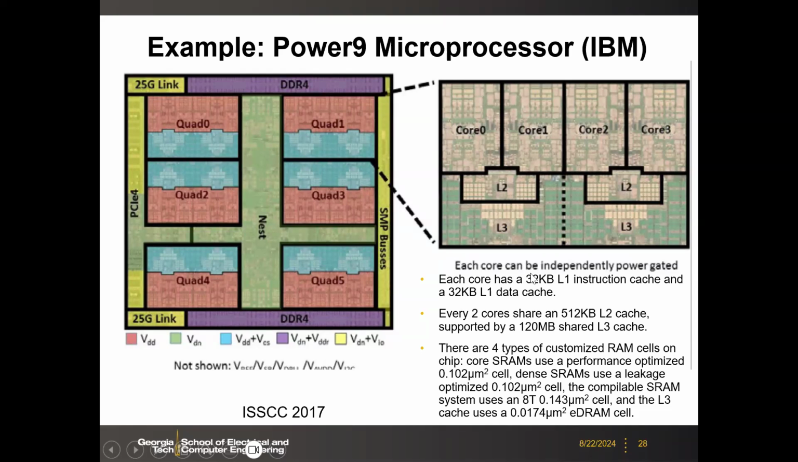Each core here has a 32 kilobyte L1 instruction cache and L1 data cache. So for L1, the cache has 2 types, instruction and data. Then every 2 cores share an L2 cache, which is 512 kilobytes. And then the L3 cache is huge in this case, 120 megabytes.